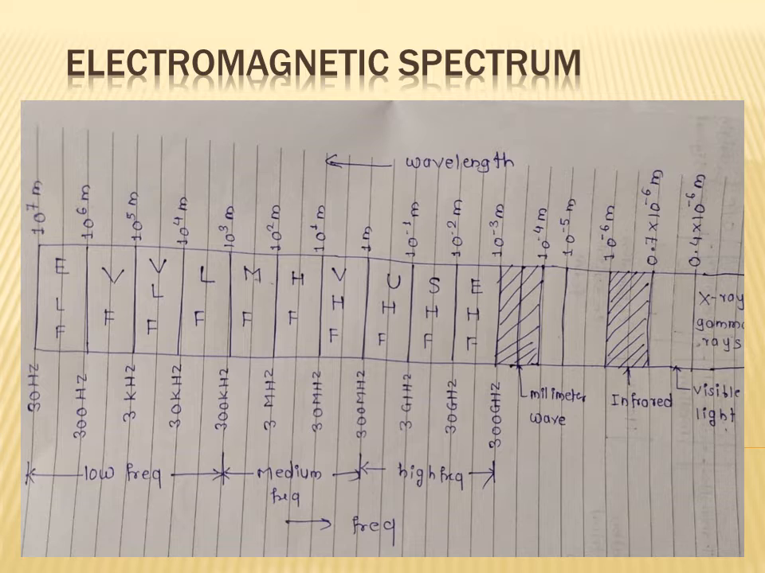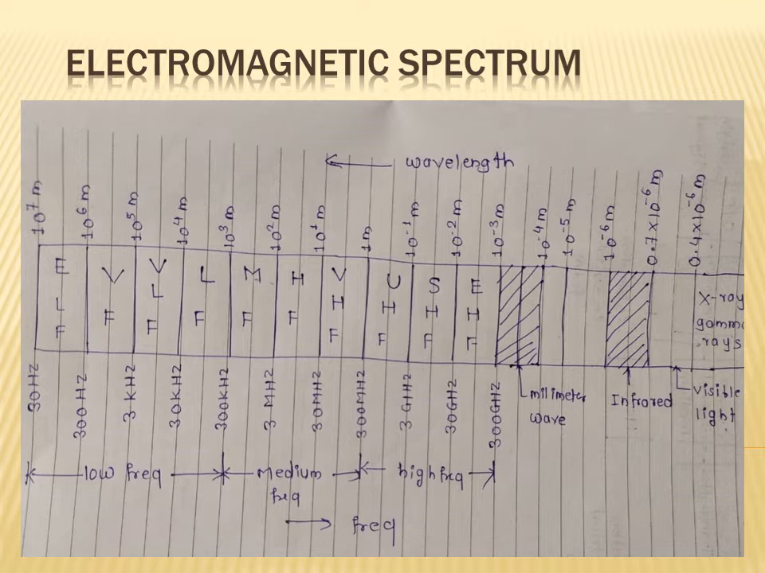This frequency range is divided into separate frequency bands, and each band has a different name. This entire spectrum goes from lowest to highest frequency and longest to shortest wavelength. Then this electromagnetic spectrum is divided into 7 categories depending on the nature of the wave.